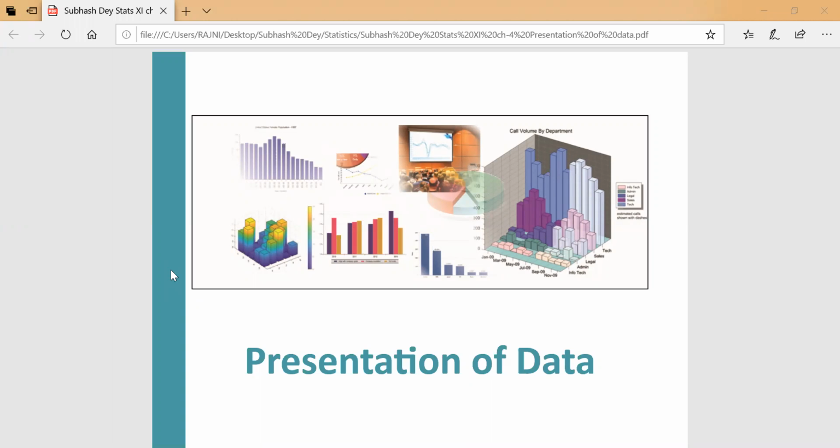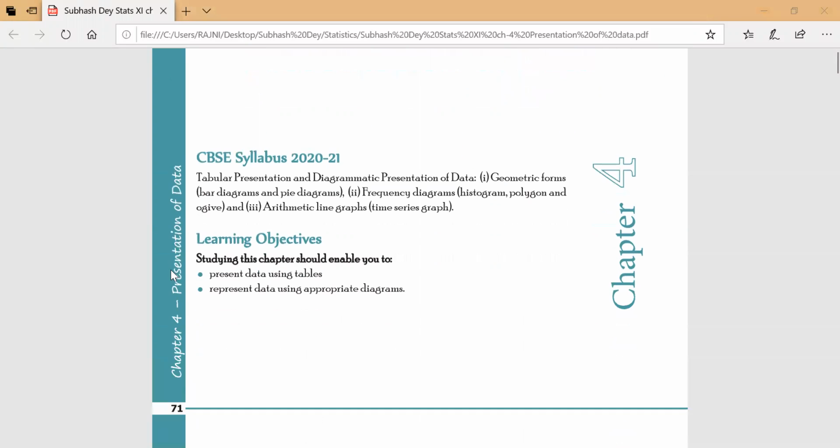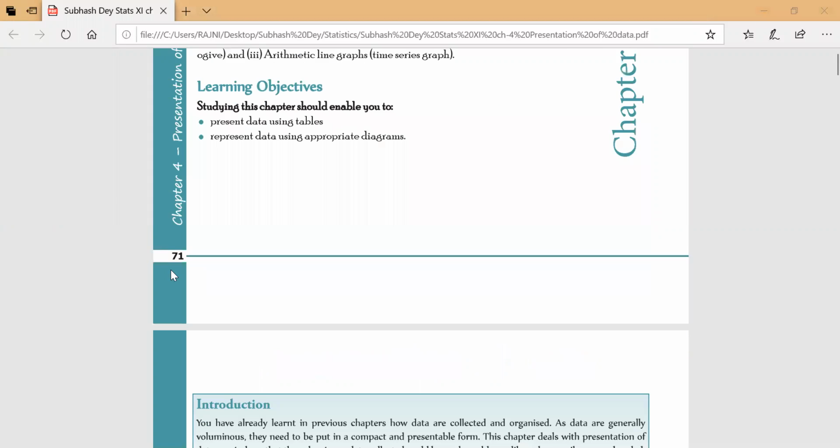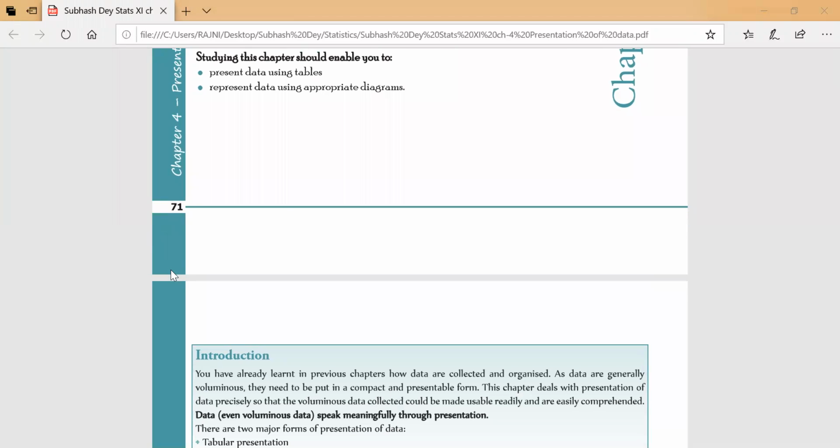In our previous chapters we have studied the collection of data in chapter number 2, and organization of data in chapter number 3. And now we will discuss chapter number 4, the presentation of data. In this chapter we will discuss the different ways with the help of which we can represent the data.